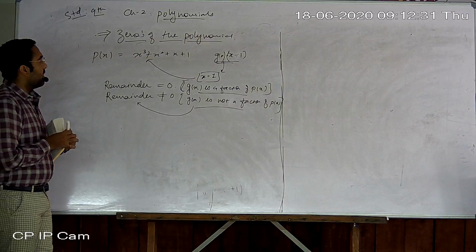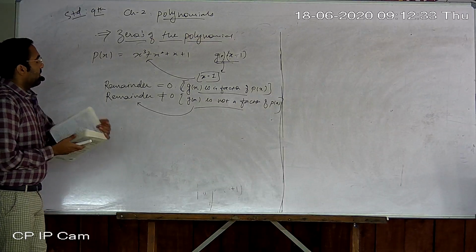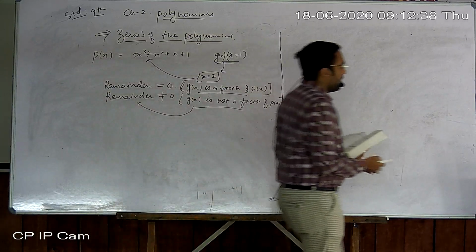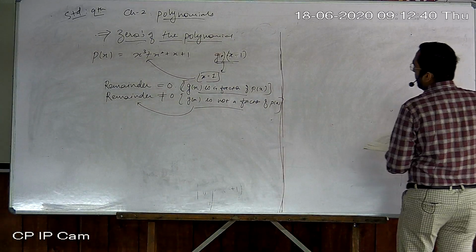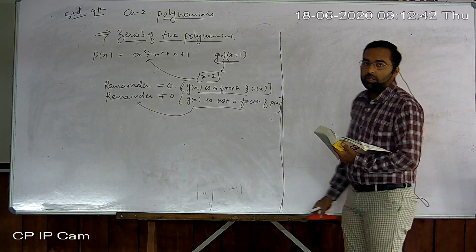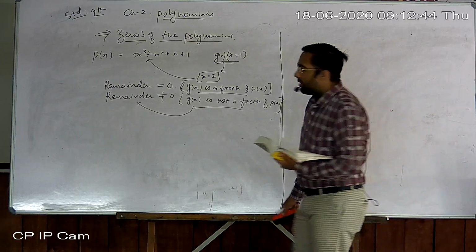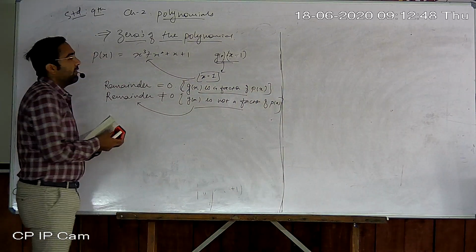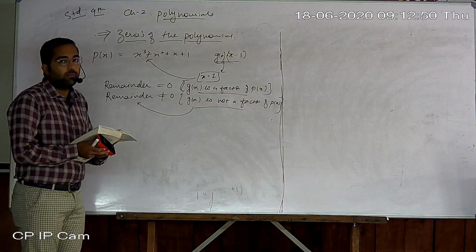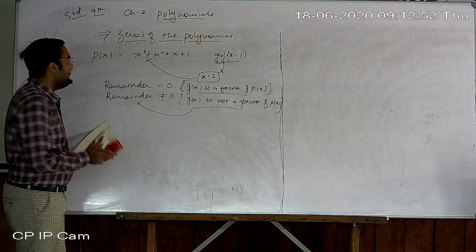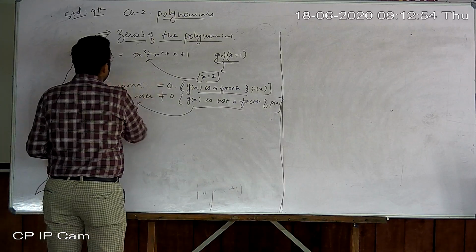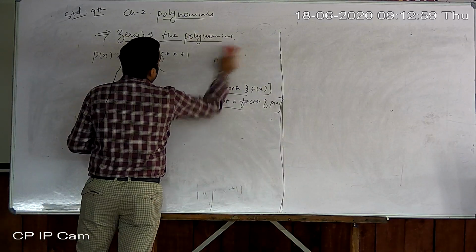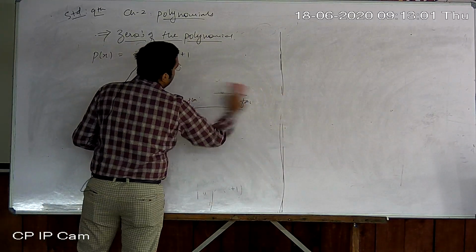Okay, in the quadratic equation or quadratic polynomial we factorize them using middle term splitting method. Now in the cubic polynomial we are using factor theorem to factorize them. Okay, so let's start.